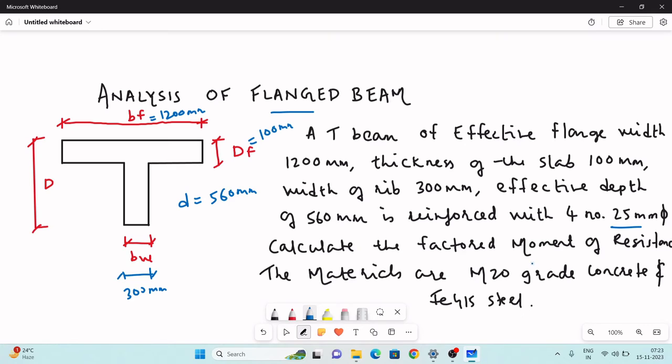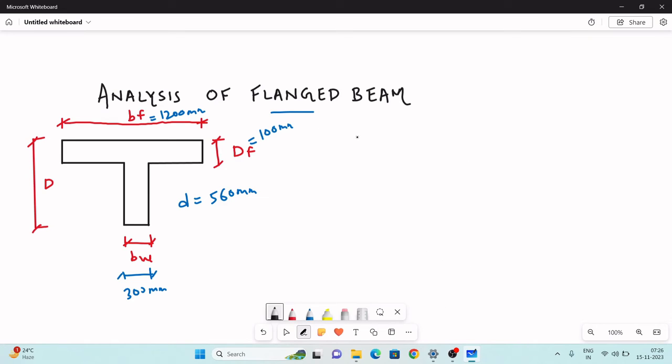They are asking us to find the factored moment of resistance, means the capacity of the section with respect to limit state method, and they have given the grade of concrete and grade of steel that is used in the design. Okay, so in this problem, first we have to locate where neutral axis lies, whether it lies in the flange or it lies in the web. To do that, we need to find FTC and FTS and compare FTC with FTS.